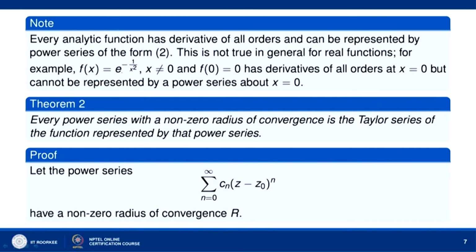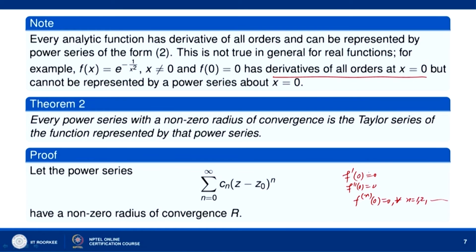For example, consider f(x) equal to e to the power minus 1 by x square when x is not 0, and f(0) equal to 0. Then we can see that f(0) equal to 0, f dash 0 equal to 0, f double dash 0 equal to 0, and so on, f n 0 equal to 0 for all n. So f has derivatives of all orders at x equal to 0, but it cannot be represented by the power series about x equal to 0.